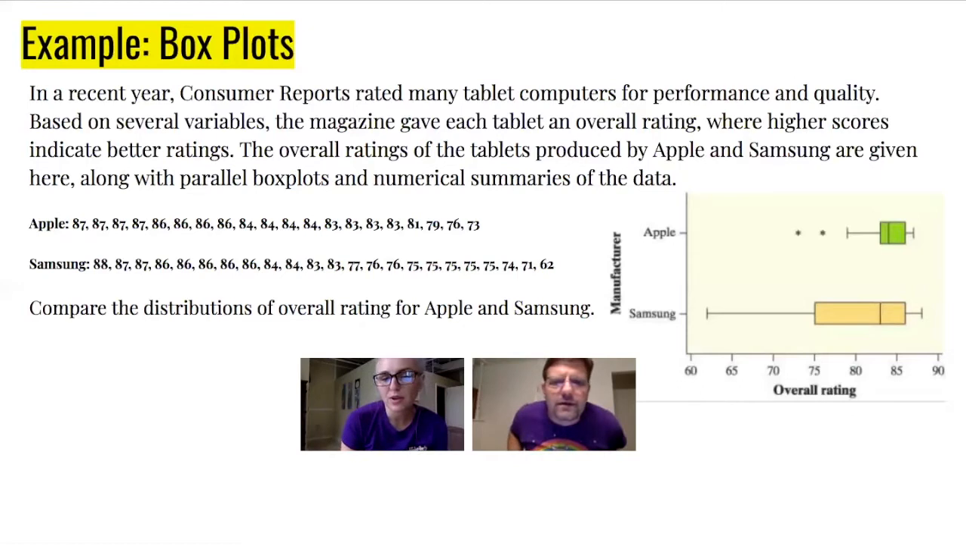So what you're doing here is you're comparing the distributions. Go ahead and take a moment to do that. And Mr. Bobby will give you a 3, 2, 1 countdown before we begin again.